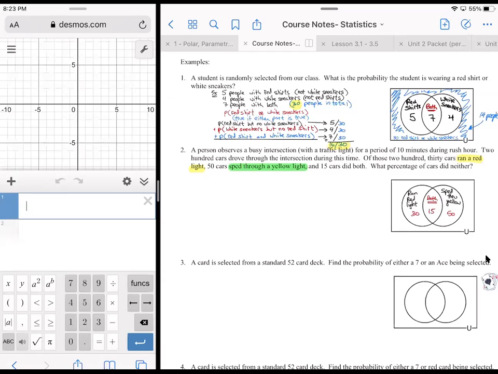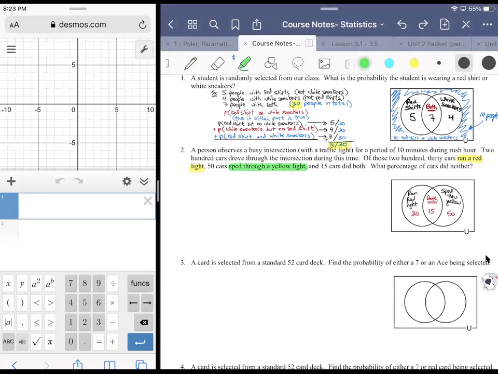So we want to know what percentage of cars did either. So it is calling for a percent as a final answer. So we'll have to keep that in mind. It's not like a suggestion. It's a requirement. When it says a percentage, it's calling for a percentage as a final answer. So we've got to be mindful of that, right?